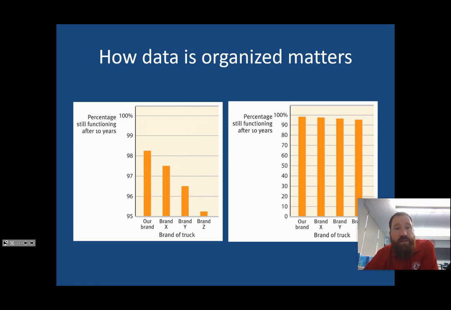And when we get to the end of this unit, we're going to be talking about things like statistical significance. How important is it that there is an advantage here or not, right? Is that advantage statistically significant? But what I'm pointing out is that how data gets organized matters.